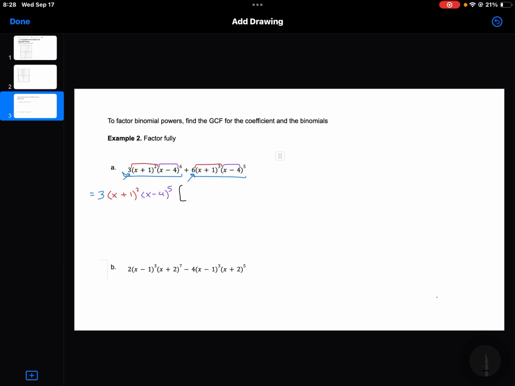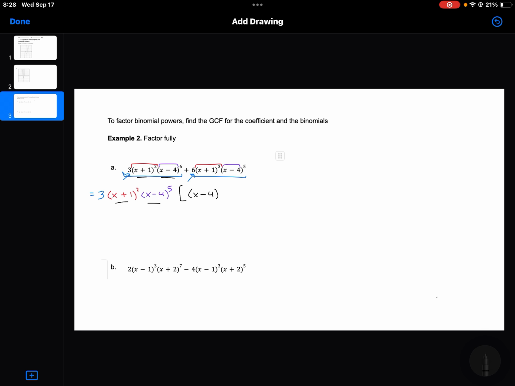So 3 divided by 3 is 1. x plus 1 squared divided by x plus 1 squared is just 1. Those are the same thing. And x minus 4 to the 6 divided by x minus 4 to the 5 is just x minus 4, because I'm going to subtract the exponents.